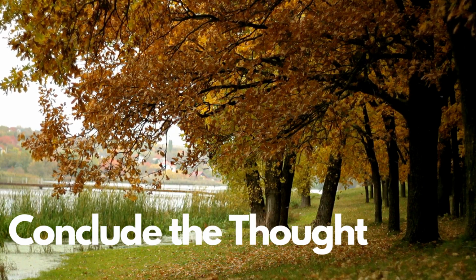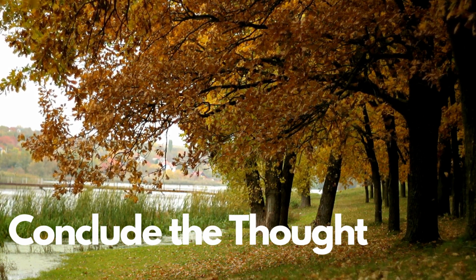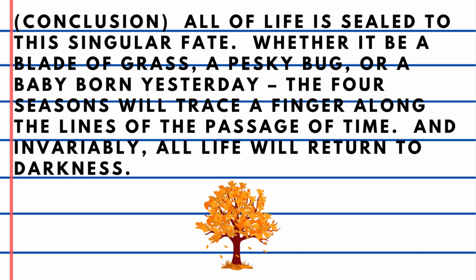But we're not done. We have to conclude the thought here. We still have to have the conclusion of the syllogism. Let's see what this student did. Typically, this takes 2 sentences, sometimes maybe 3 sentences, and it's a quick wrap back to the prompt and the thesis. So this student says, "All of life is sealed to the singular fate, whether it be a blade of grass, a pesky bug, or a baby born yesterday. The 4 seasons will trace a finger along the lines of the passage of time, and invariably all life will return to darkness." So it's that simple, right? So that was very, very cogent. The line of reasoning stayed perfectly intact.